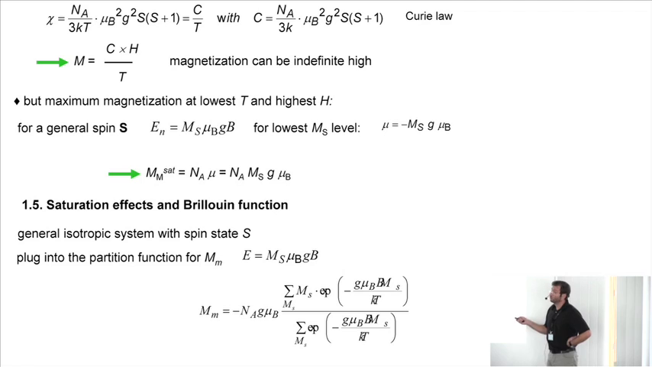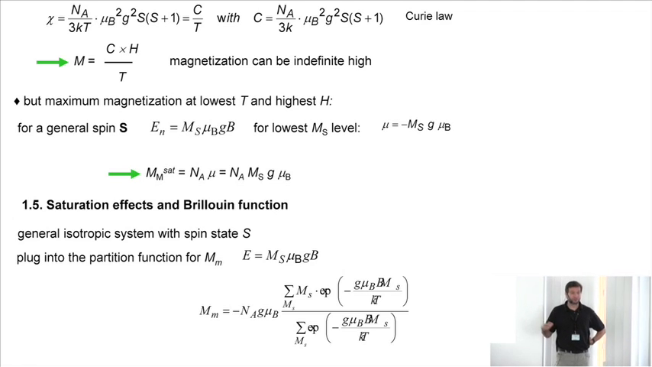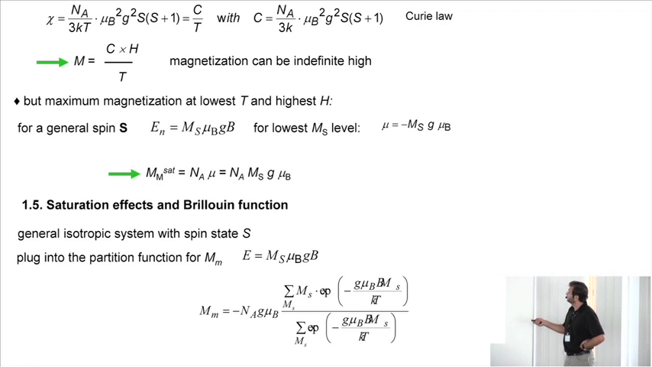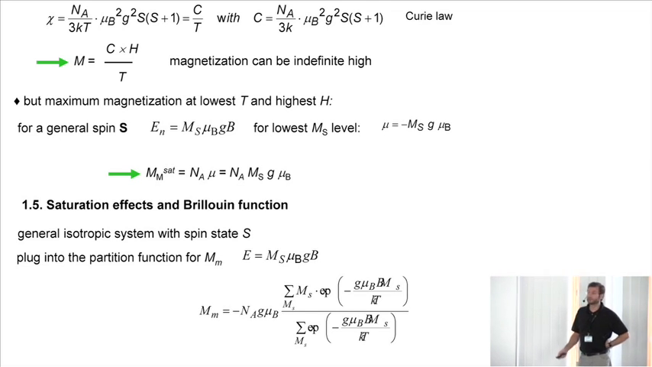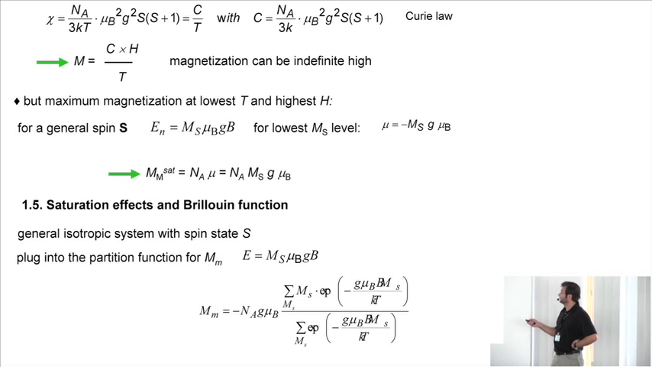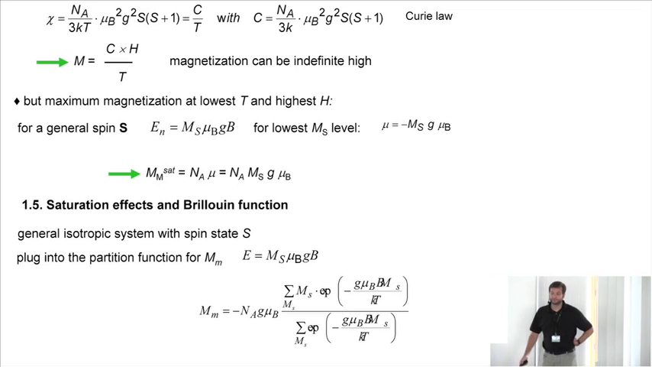And that means that 1 mole of our sample, of our molecules, are now in this lowest energy level, and therefore we can simply calculate the saturation magnetization. It's minus the Avogadro constant, the MS level of the lowest multiplet level, the g value and μ.